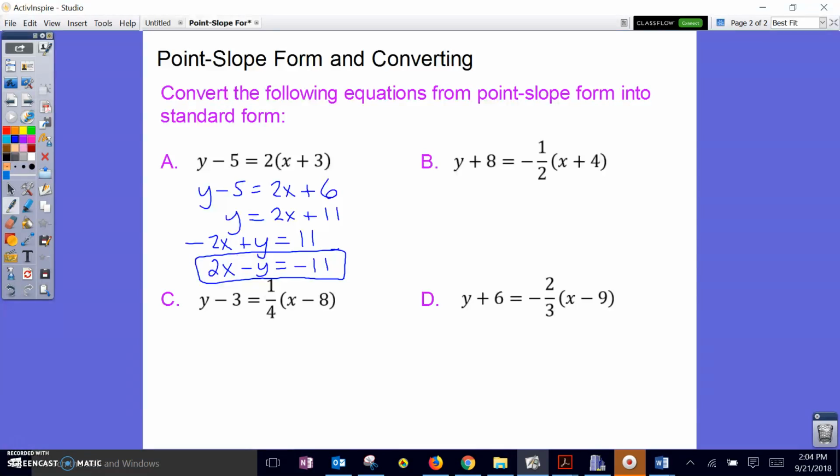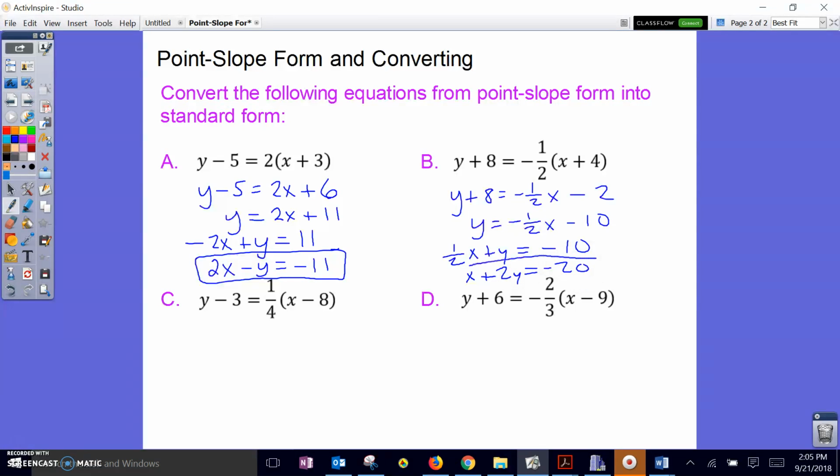Let's continue on. We're going to distribute the negative 1/2 through the parentheses. Get all the numbers on one side by subtracting 8 from both sides. Add a 1/2 x to both sides to get all the x's and y's on that side. And then we need to get rid of the fraction. So we're going to look at the denominator of the fraction. We're going to multiply everything in the equation by 2. That gives us x plus 2y equals negative 20.